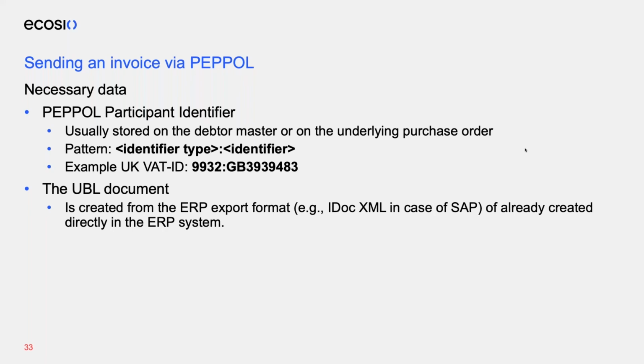So for instance, an example for UK VAT ID would be 9932 : and then the VAT ID. And then obviously you need the UBL document, which would be created from the ERP system, for instance, by exporting an IDOC and then converting it, or the document is already directly created in the ERP system.